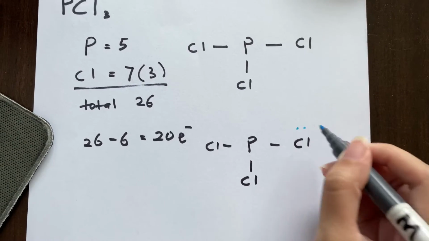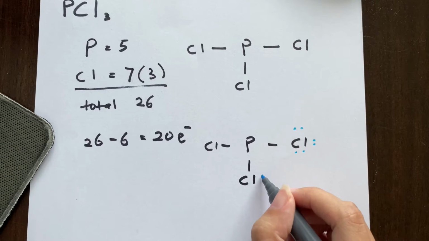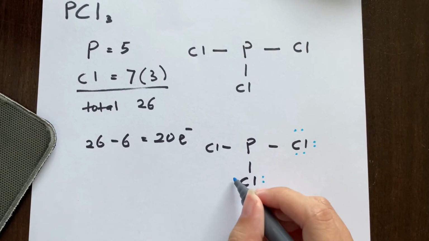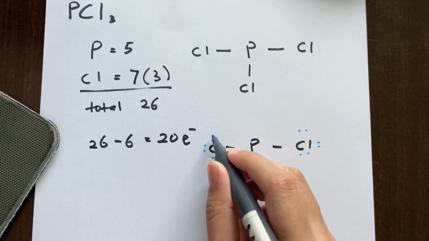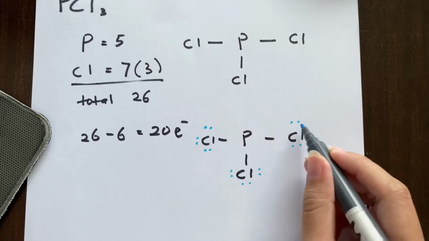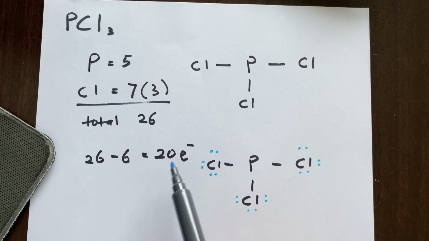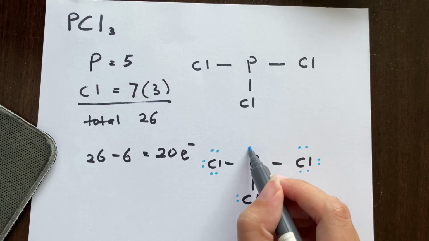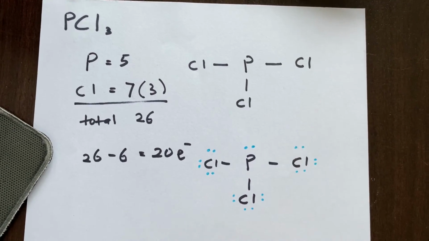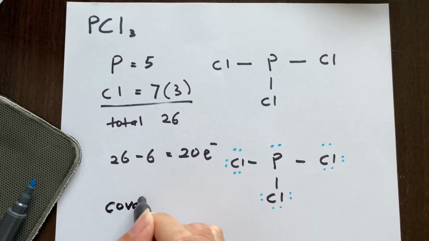What I'm doing right now is placing the remaining electrons on the terminal atoms until all terminal atoms have an octet, which in this case are the chlorine atoms. So now we have 3 terminal atoms, and that makes 18 electrons in total. So 20 minus 18 electrons leaves 2, and we place the extra valence electrons on the central atom. Electrons are shared between atoms, so we call this a covalent bond.